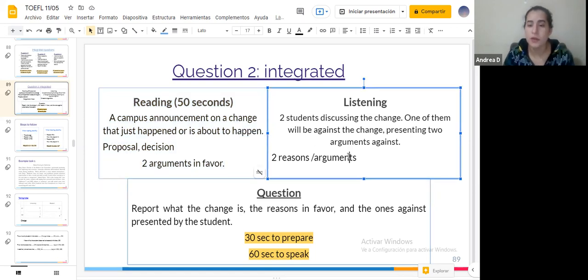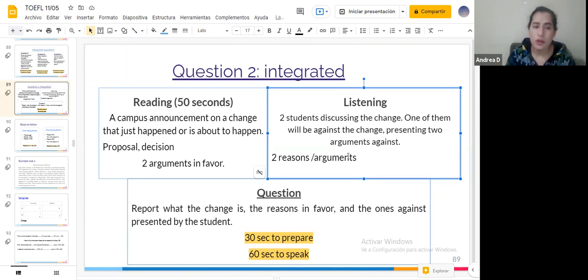So first you read for 50 seconds, then you listen, you take some notes, and then you will be asked something. You will get the question, which is always the same question. It's usually basically to summarize everything, and then you will be given 30 seconds to prepare your response. And finally, you'll have 60 seconds to speak. So again, you read for 50 seconds, you listen to a conversation, then you get 30 seconds to prepare and 60 seconds to answer the question. Is that okay so far? The technical structure of it? Any questions about that?